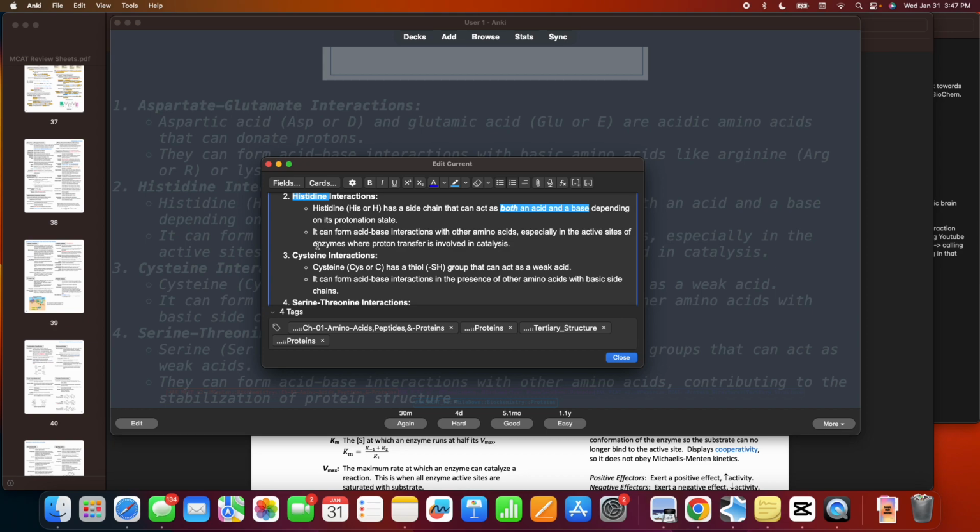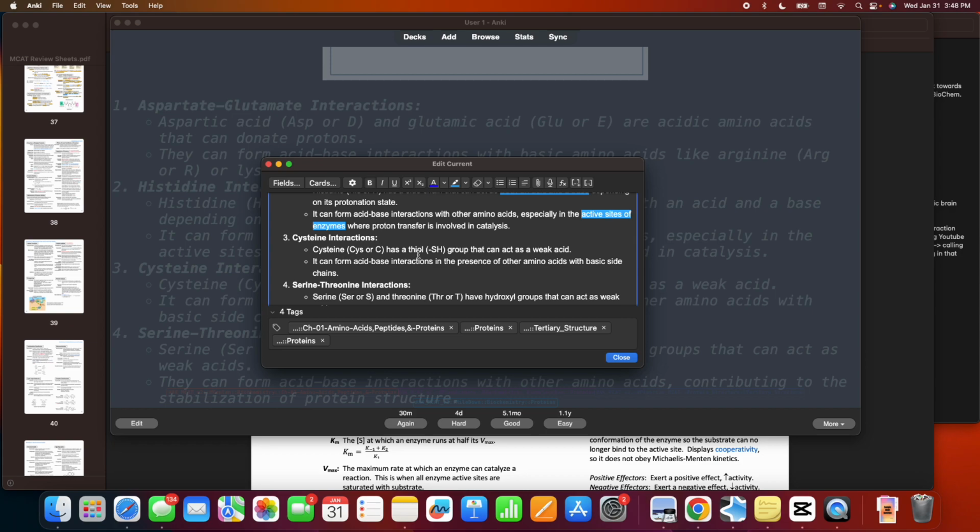Active sites of enzymes where proton transfer is involved in catalysis. So active sites of enzymes, it's with histidine. Cysteine, weak acid, because it's our sister. Weak. No misogyny though.